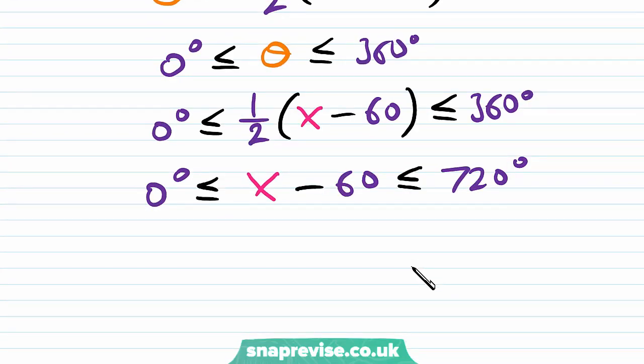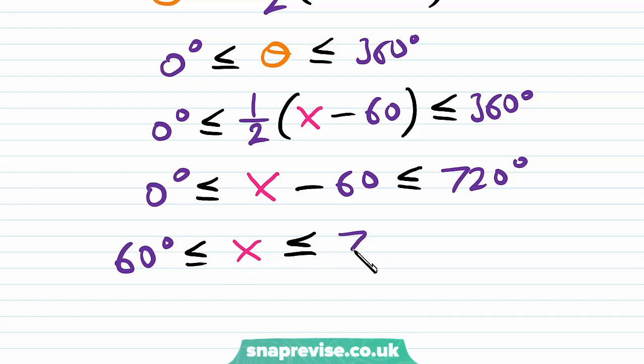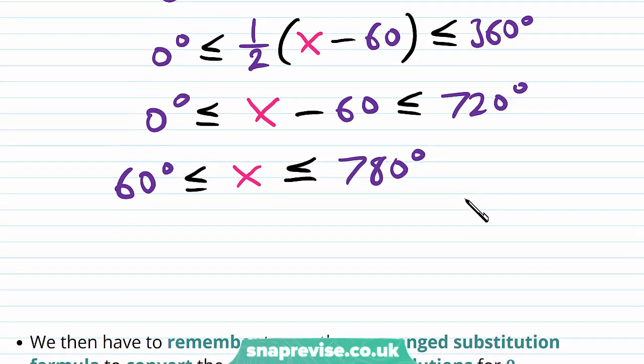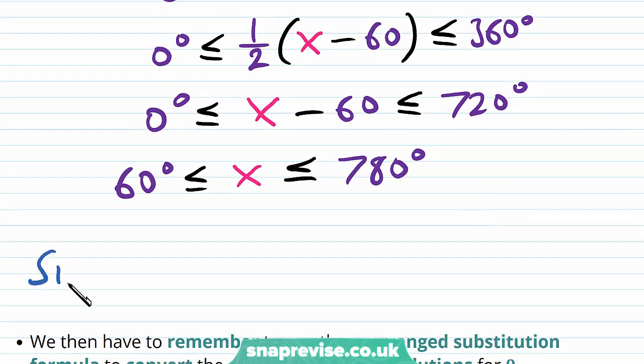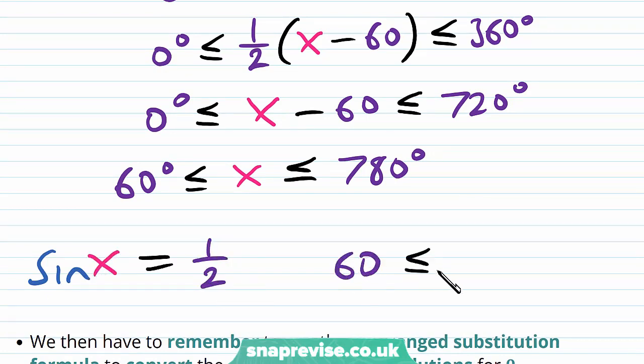And then we add 60 to both sides and we get 60 degrees is less than or equal to x, which is less than or equal to 780 degrees. And so our equation becomes to solve the sine of capital X equals 1/2 over the range 60 less than or equal to x less than or equal to 780 degrees.